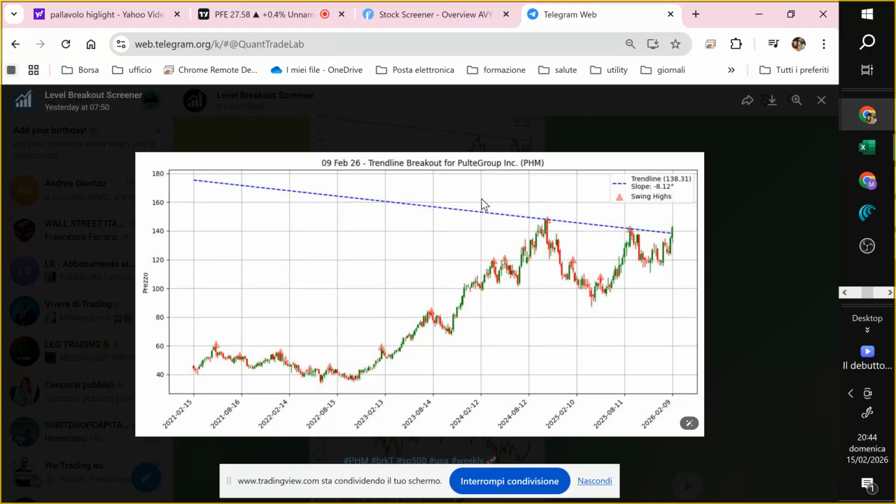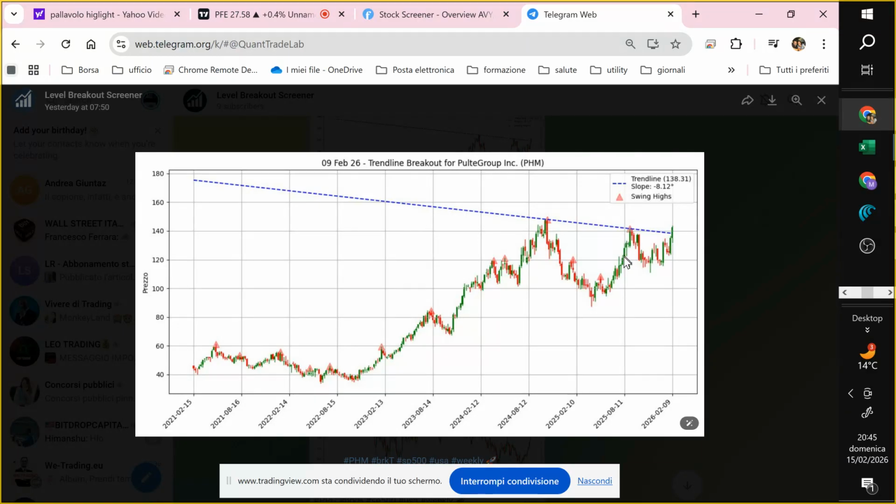Here we evaluate the trendline breakout, which is the second type of alert. We see a descending trendline, a classical descending trendline, and we prefer those breakouts that have a slope between 0 and 15 degrees, as they historically show more stable follow-through. Very steep slopes often generate false positives due to excessive volatility.